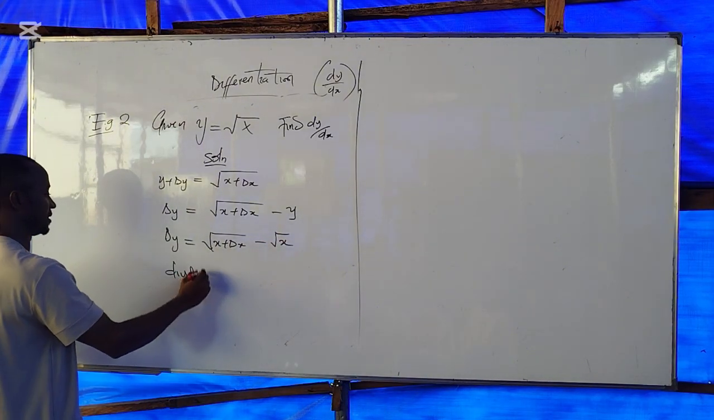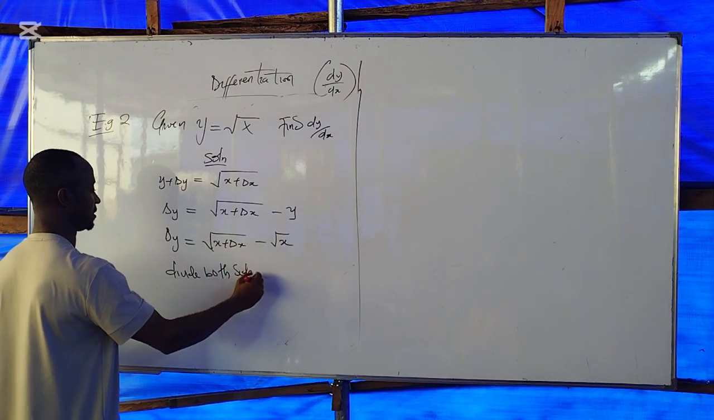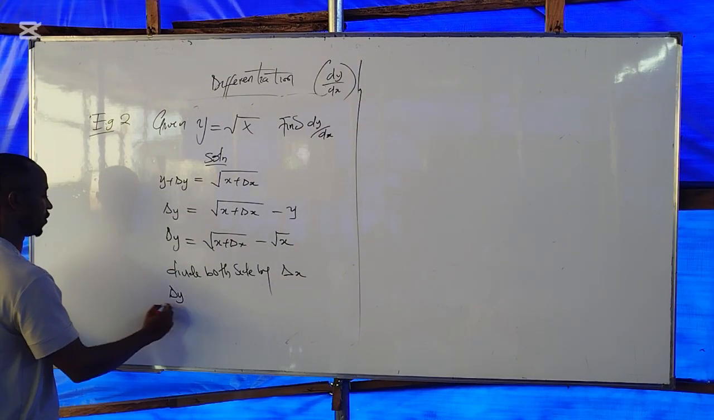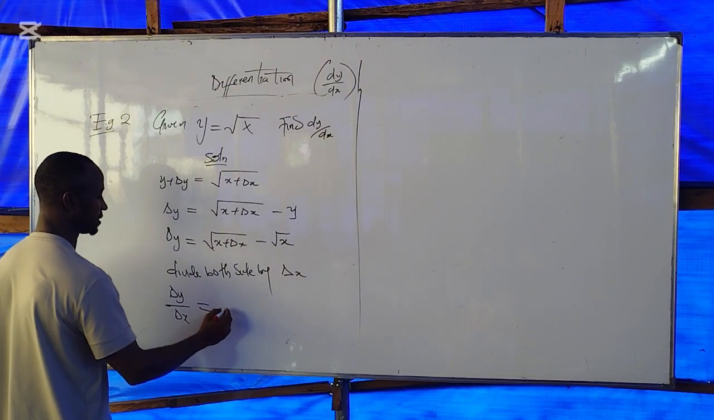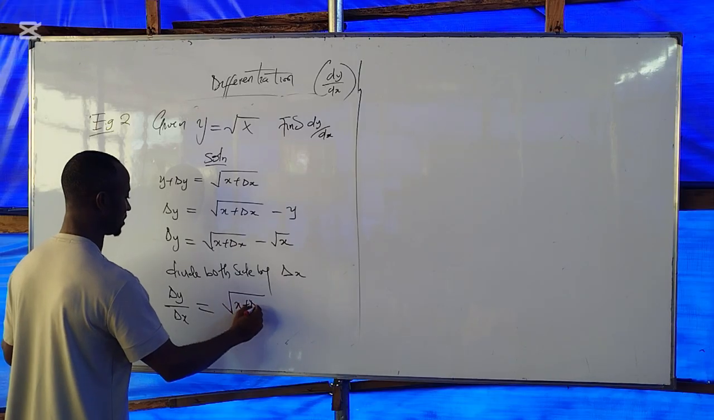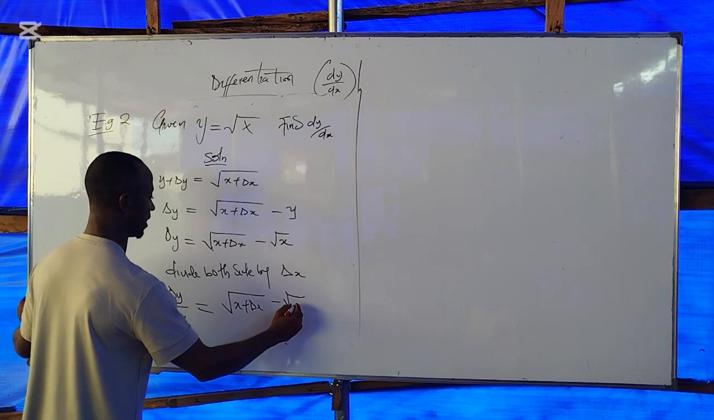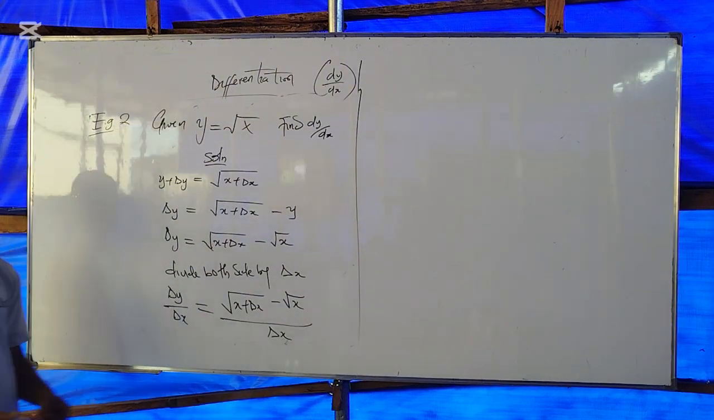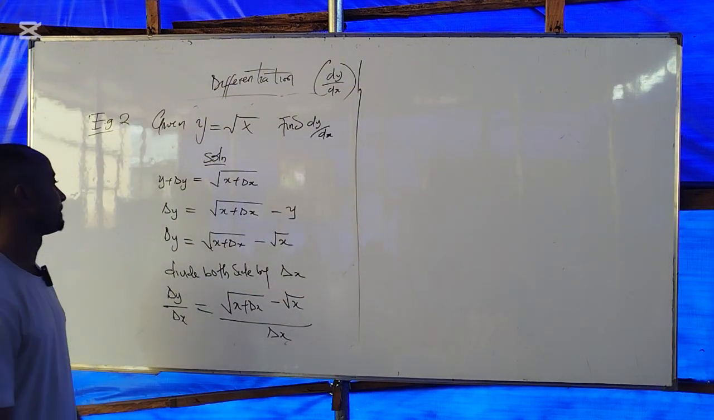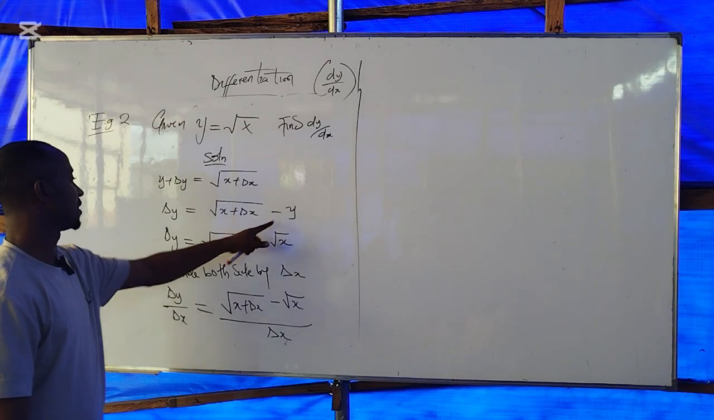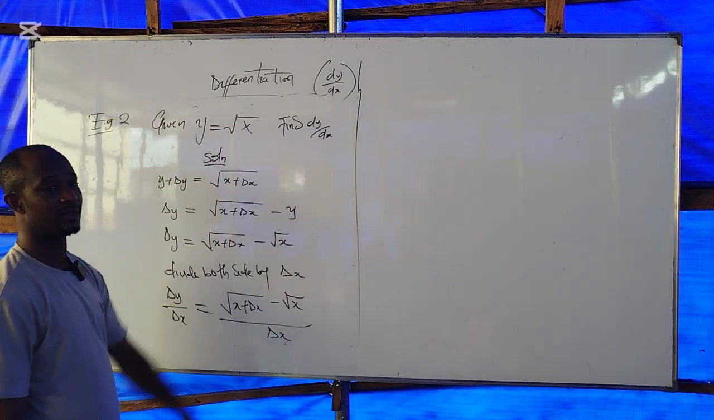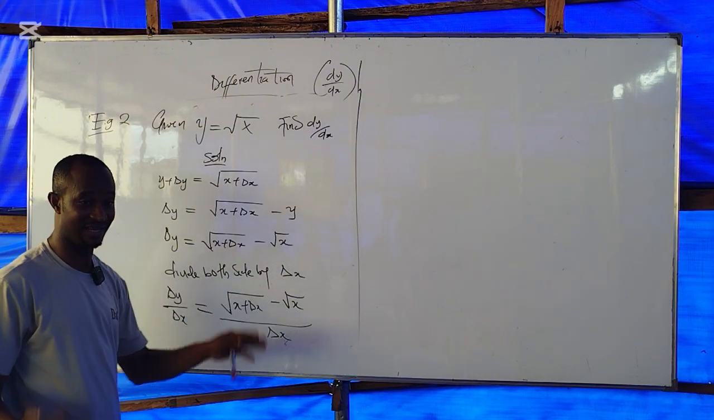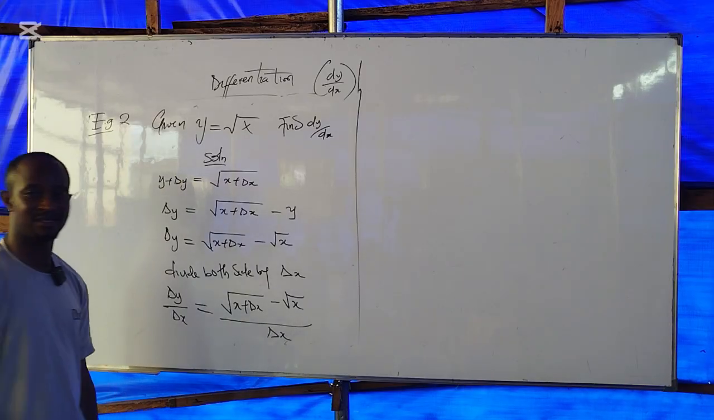Right? So what's our next step here? We divide both sides by delta x. So here becomes delta y over delta x equals to square root of x plus delta x minus root x, divided by delta x. Remember, y is root x now, so we divide both sides by delta x.